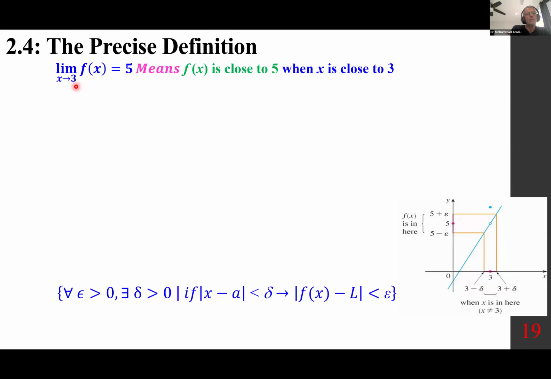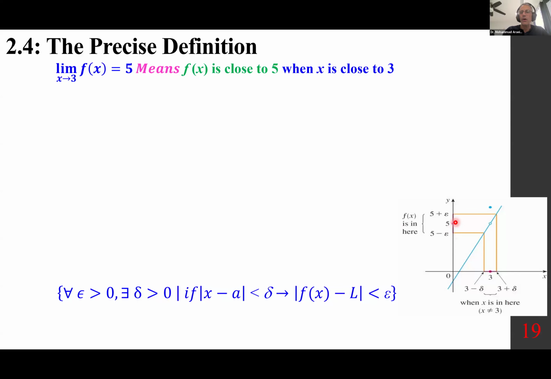So here's the precise definition. The limit of f of x as x approaches 3 equals 5 means f of x is close to 5 when x is close to 3. So here's x along the x-axis, and you have 3 minus delta on the left, 3 plus delta on the right. So that means you're approaching 3 from the left here, approaching it from the right here, and delta is a very small number. The result is 5.